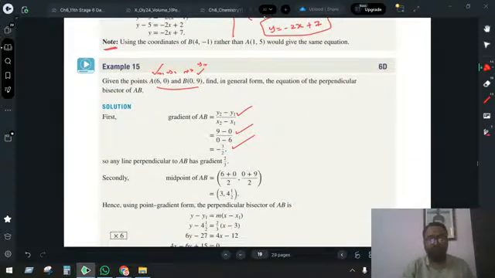What is the question actually? Given the points, find in general form the equation of the perpendicular bisector of AB. For example, this is A, this is B. Read the question. What do we have to find? Given the points A(6, 0) and B(0, 9), find in general form the equation of the perpendicular bisector of AB. What is meant by perpendicular bisector?